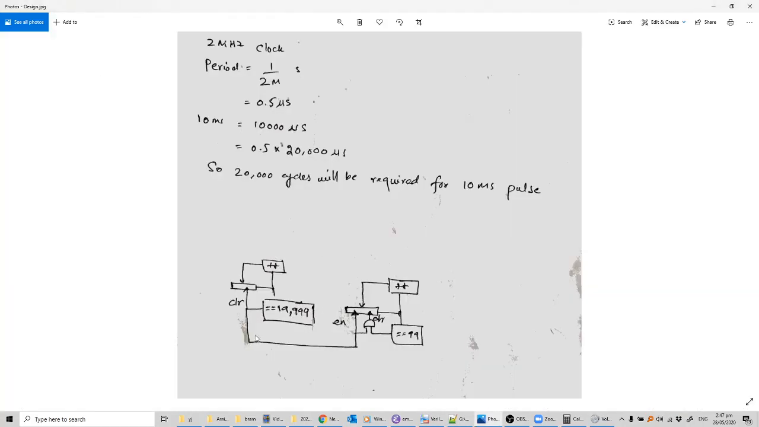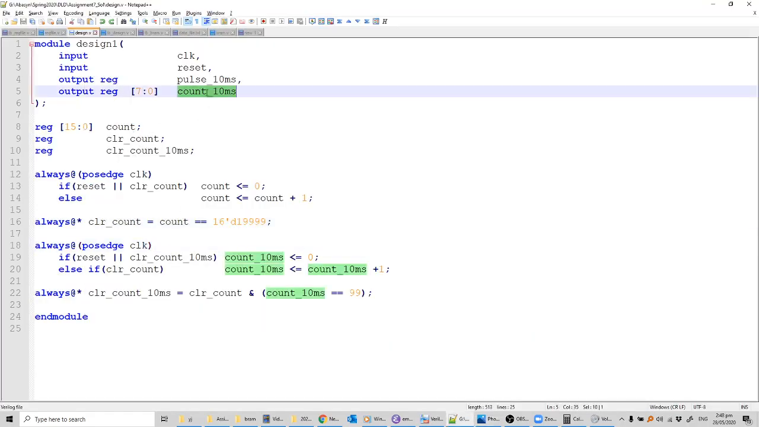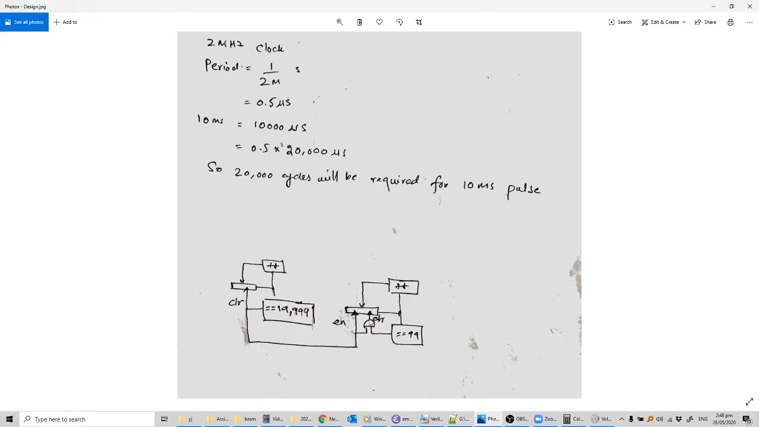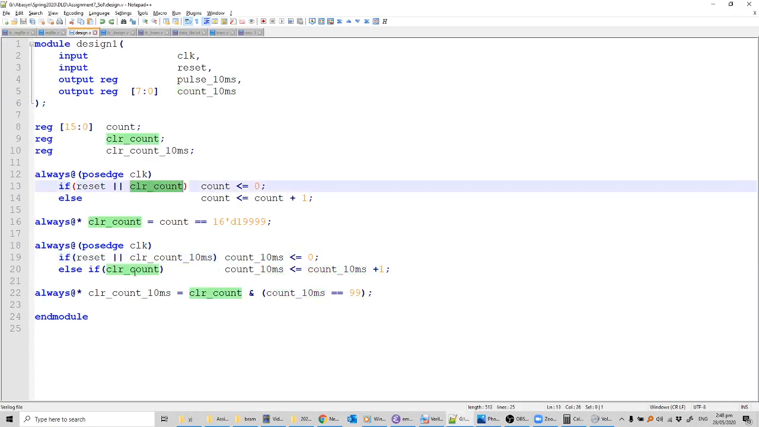So this clear is also the enable of this second register, and it's also ANDed with the clear of this register. In the second register, I named it count 10 millisecond. That's why it is reg, because I am assigning it in always at posedge clock, so that needs to be declared as reg. This register needs to be incremented whenever there is this enable signal, and this enable signal is the clear of the previous counter. So this clear is the enable of this counter.